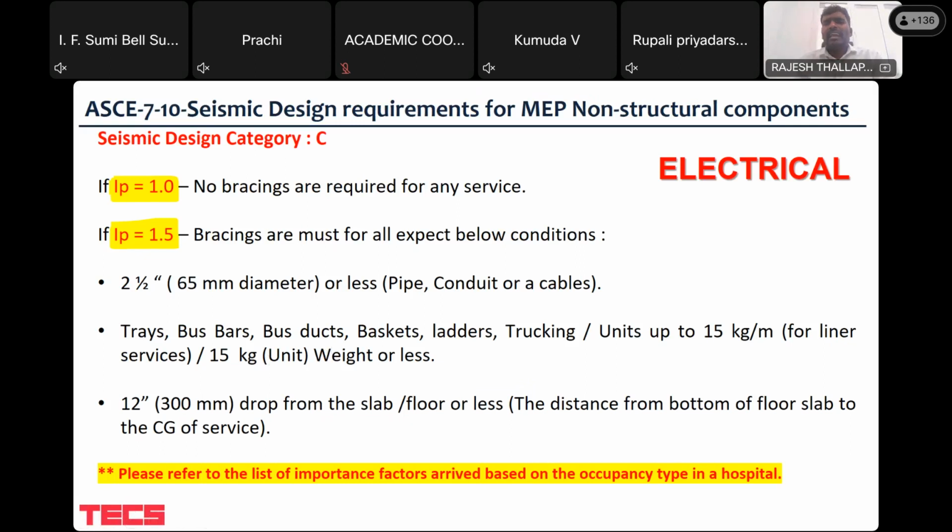So the idea is that, again, we are going back to the basic principle of base shear. Weight times your base shear factor, which defines your lateral force. So that's where this limitation has come from. So this is where you can avoid it.